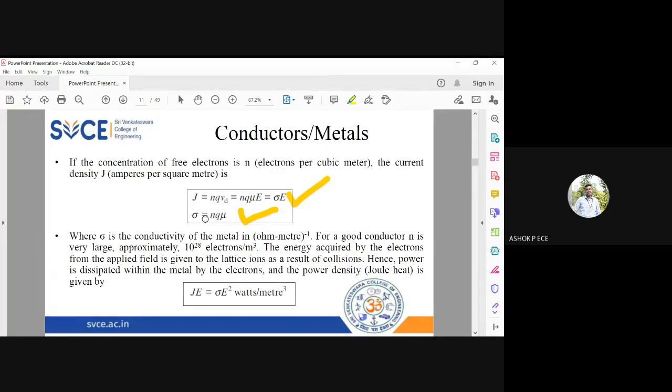Sigma is the conductivity. N is the number of free electrons. Q is the charge of electron, 1.6 into 10 power minus 19 coulomb, and mu is the mobility. And you see in metals, you have a large number of free electrons, 10 power 28 electrons per meter cube. So that is the reason why metals will conduct even when you apply the slightest amount of energy. The conduction happens when you apply the slightest amount of energy.